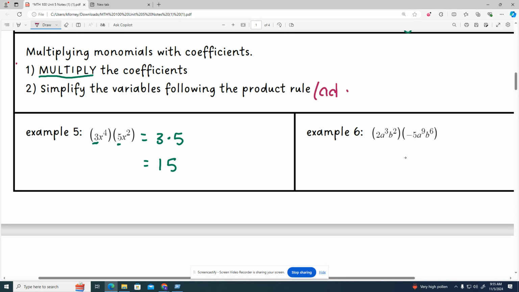The product rule says add exponents. So I look at my x, and what are the exponents? 4 and 2. So that becomes x to the 6. That would be our answer. 15x to the power of 6. That's it. Nothing else.